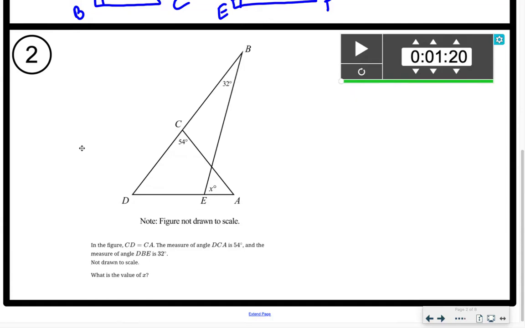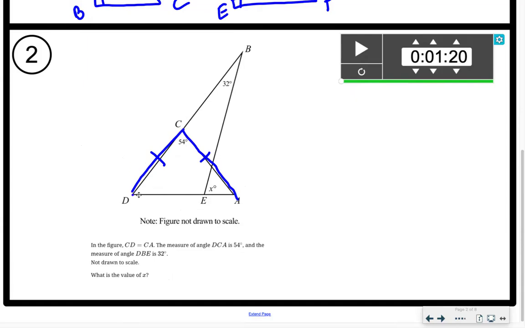All right, on to number two. So they give us the DCA, and these are already labeled for us, so we don't really have to read it. We just need to find the value of X. Oh, and my bad. CD is equal to CA. So this side is congruent to this side. Well, then that was what we're going to use first.